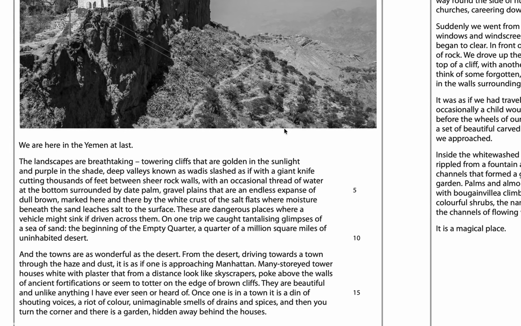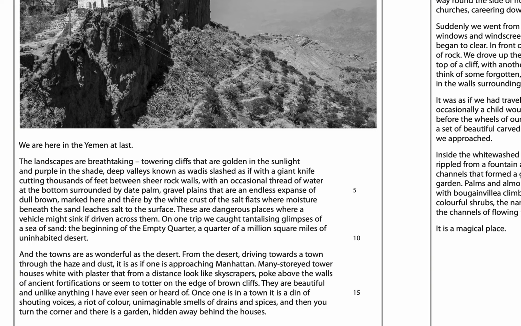All right. So it said 2 to 10. Line number 2 up until 10. So your answer lies somewhere over here. You're going to find the answer, retrieve it and just write it in your own words. The landscapes, we are here at Yemen at last. The landscapes are breathtaking, towering cliffs, golden in the sunlight, and purple in the shade. A lot of description. Deep valleys, known as wadis, slashed as if with a giant knife.